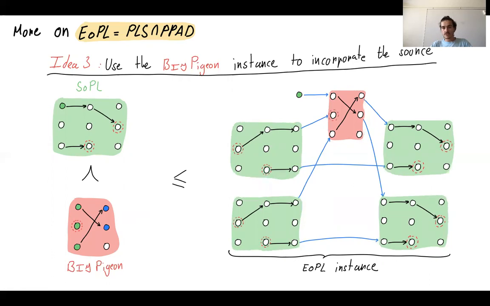Note that all the solutions of this EOPL instance correspond to either a solution of the SOPL instance or a solution of the bijective pigeon instance. And here it was really crucial that both the SOPL complete problem and the PPAD complete problem were problems on the grid, something you could assemble together. And actually, this is more or less the whole proof. You just need to be a bit careful with where you place the sinks, etc., but those are just technicalities. So it's basically just a proof by picture.